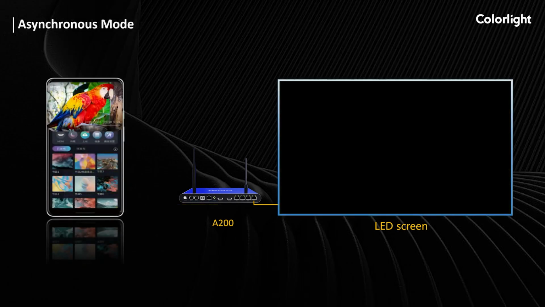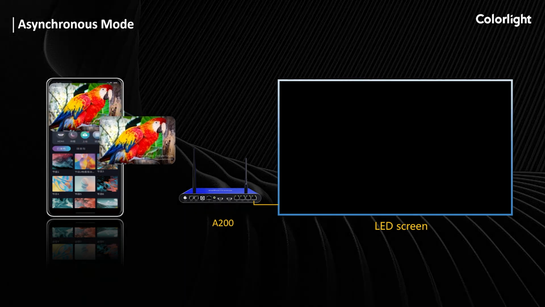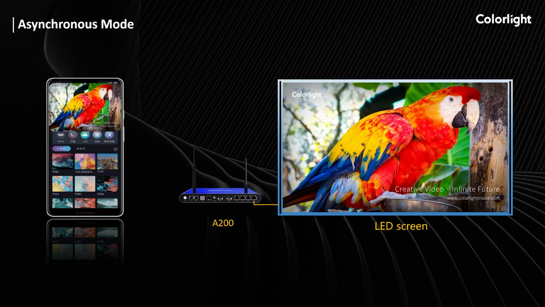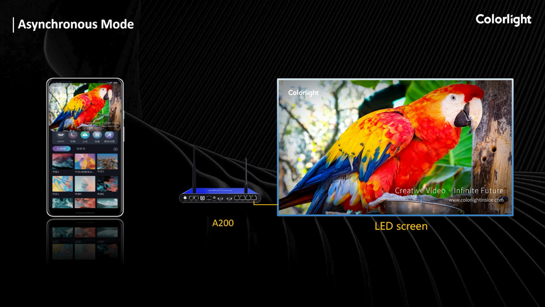Then cut off HDMI input and disconnect your PC from the player. Publish programs to the A200 player in the wireless network by mobile app. Download media locally and play it on the screen. In other words, async mode requires an internal signal from the A200 player. The sync async mode enriches the application scenarios for screens.